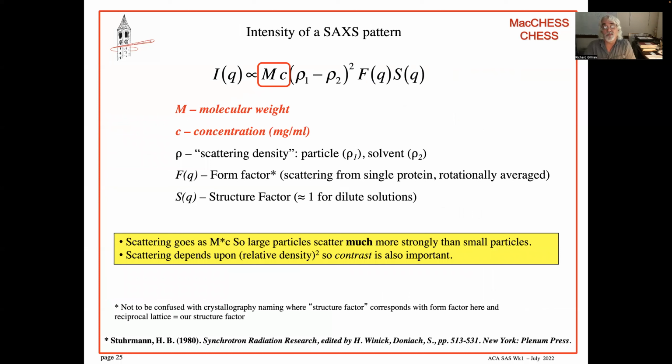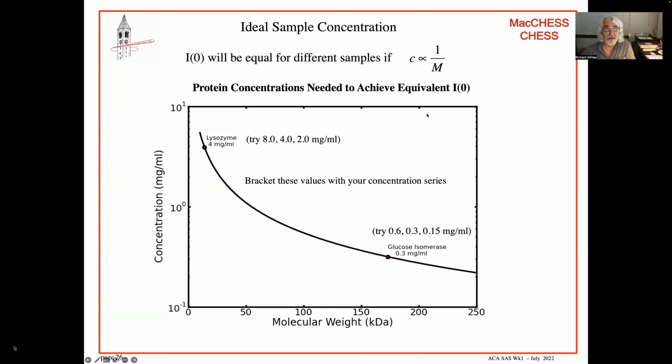But simplifying things so it's easier to see, M times C, right? Your SAXS scattering profile is multiplied by this mass times concentration, right? And so what that means is that for an optimum concentration, a good signal in a SAXS pattern, your concentration is inversely proportional to your molecular weight.